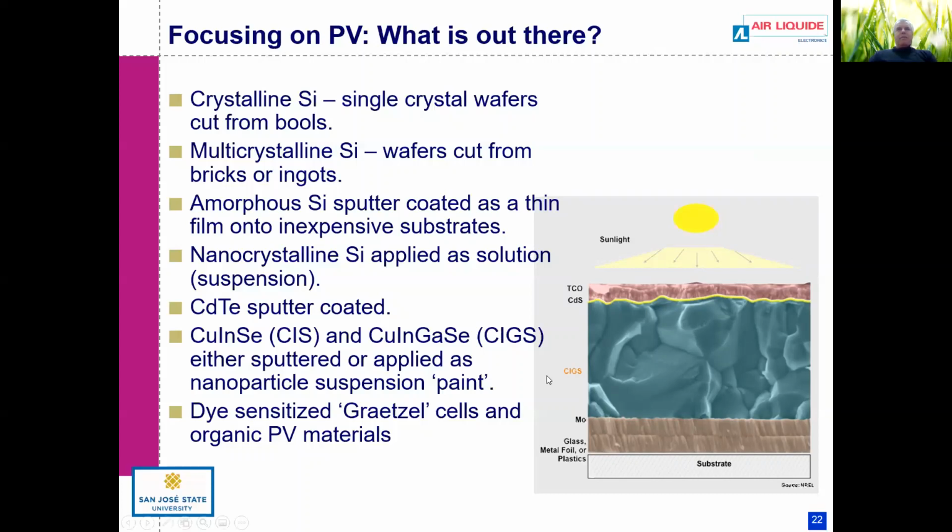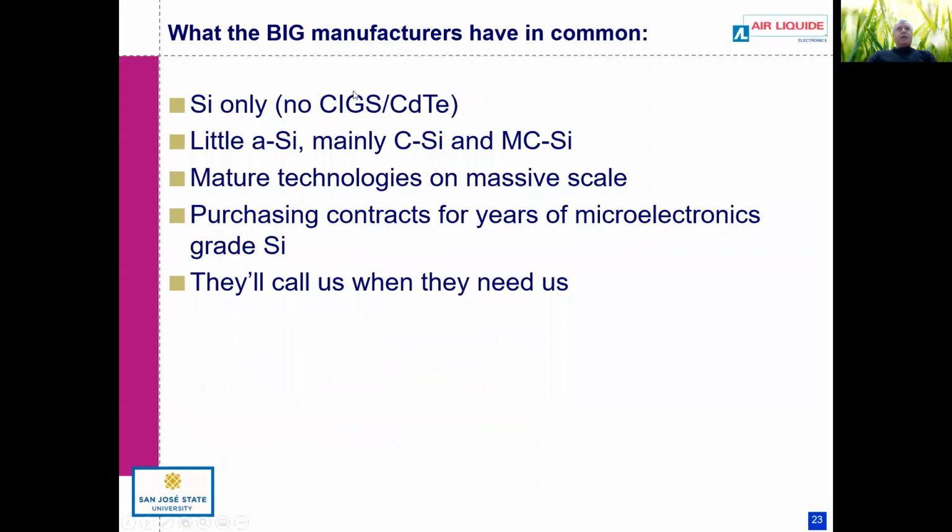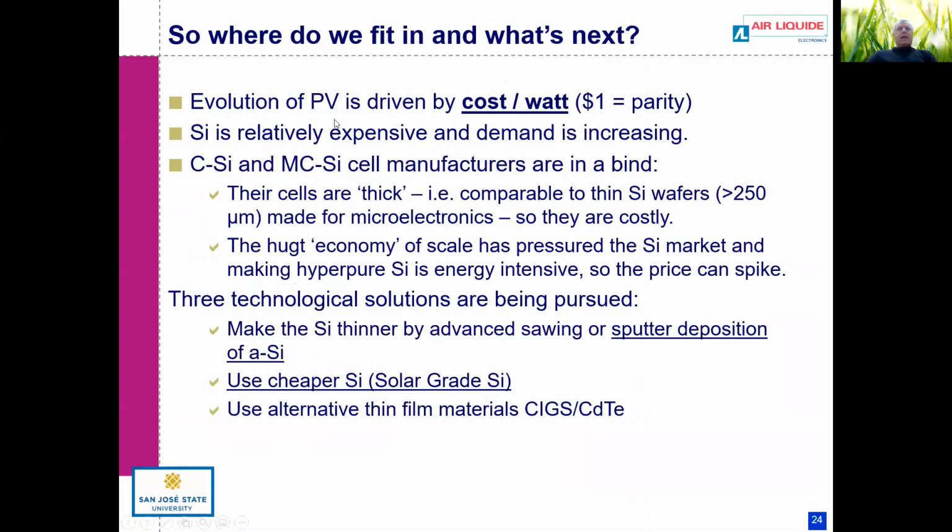But now most photovoltaics are made with single crystal silicon. So sputtered silicon didn't work. Multi-crystalline silicon works okay, but single crystalline silicon works the best, and it's by far the most efficient.